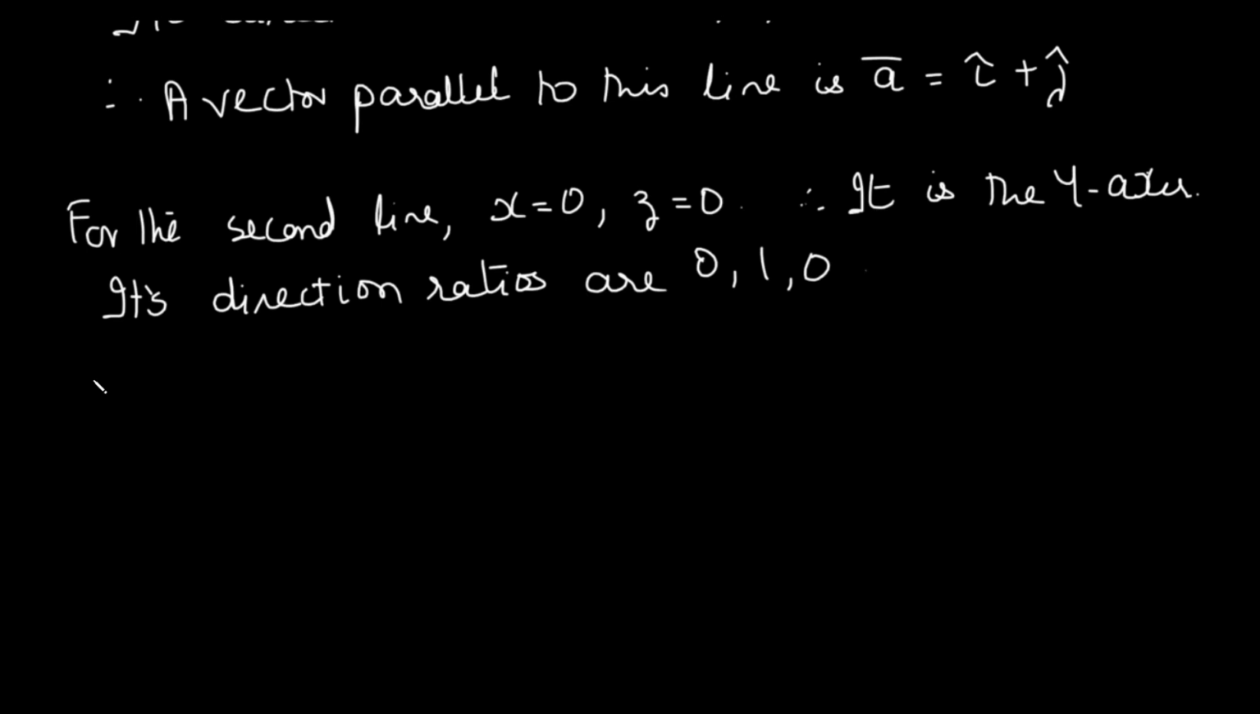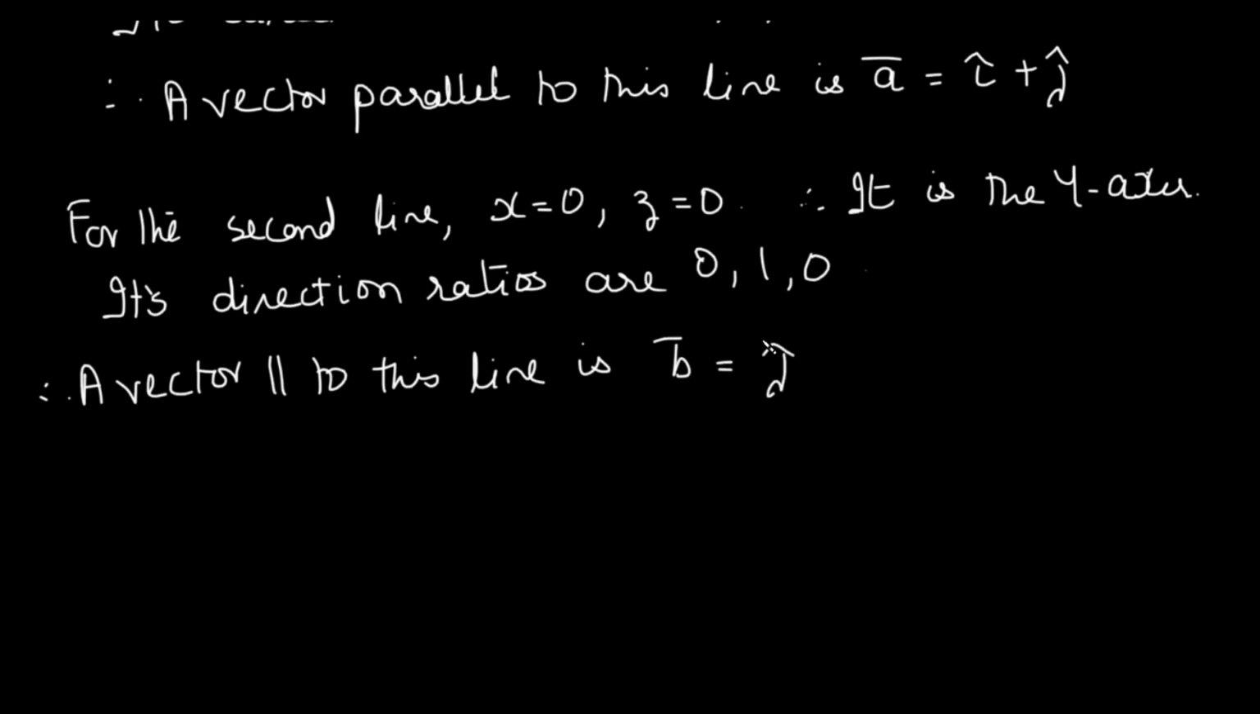So a vector parallel to the y-axis, that is to this line, is given as b bar is equal to j, because the i component is 0 and k is also 0. So b bar is equal to j, which we get as the vector parallel to this line. Now the acute angle between a and b is the acute angle between the two lines. So for the two vectors a bar and b bar, we have a dot b. Therefore, we have cos theta.